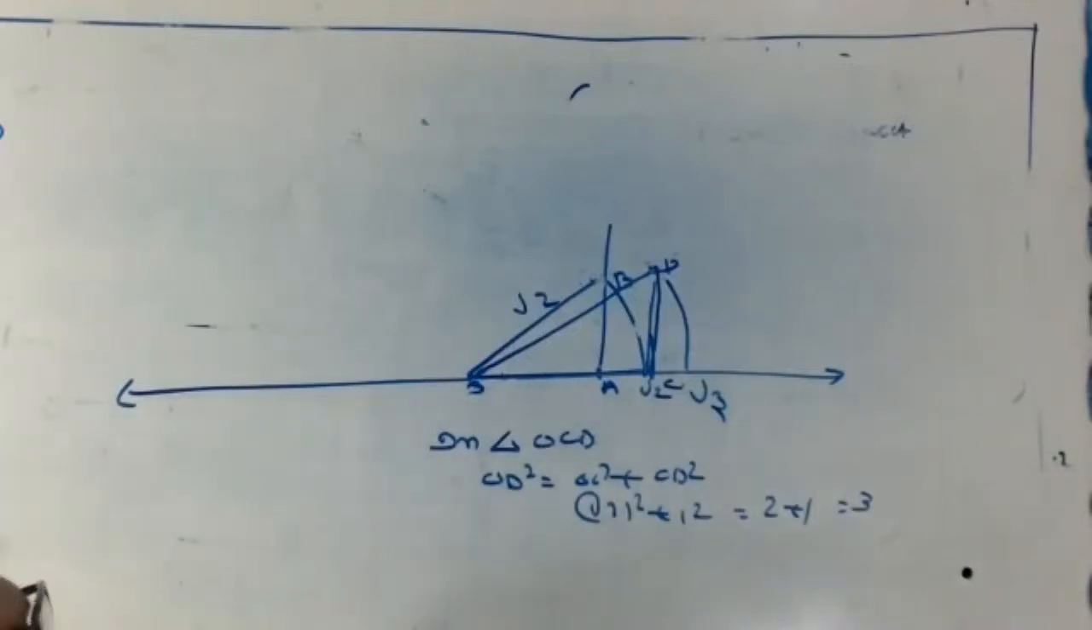Which triangle? In triangle OCD, OD square equal to OC square plus CD square, Pythagoras theorem. So root 2 square plus 1 square, 2 plus 1, 3.